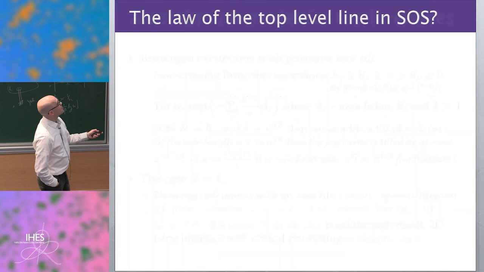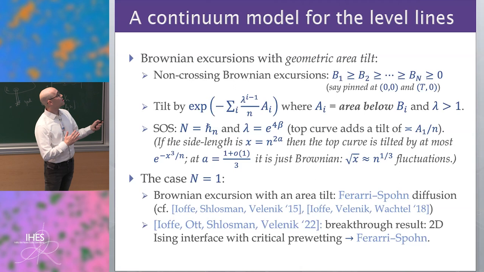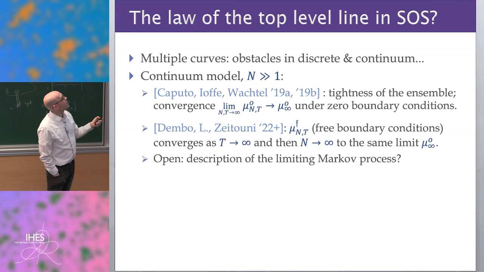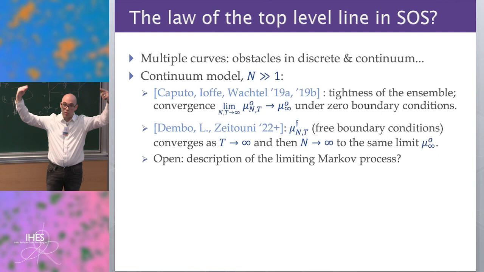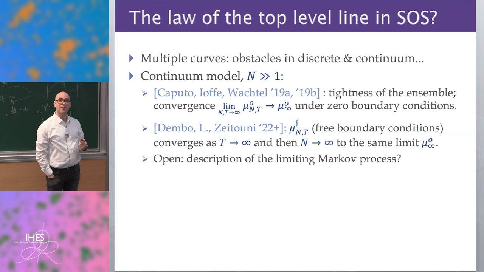But I want to just mention that here's one thing that you can ask. Take this model. And I am telling you, this model will have, so this is results by Pietro, in these two papers that I mentioned, Caputo, Joffe, and Wachtel, there is a limit for the full ensemble of the lines. Meaning, if you look from the top one and second and so on, for any finite k, there will be a limiting distribution in the path space of this ensemble. There is no description, unlike, for instance, Ferrari-Spohn in the n equals 1 case. So it's open to describe this as a Markov process, for instance.